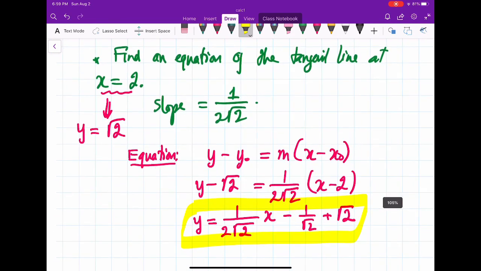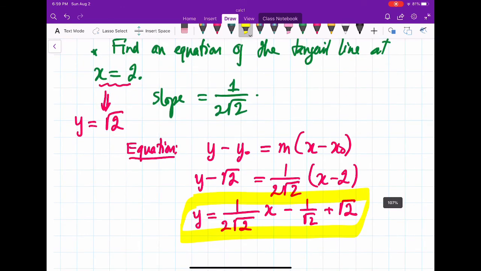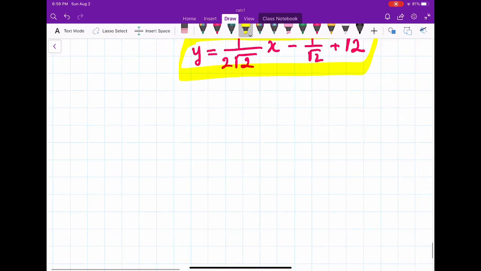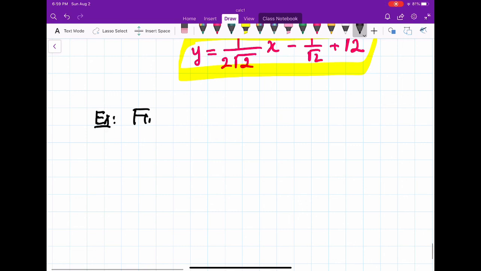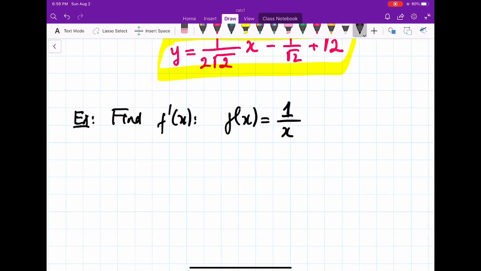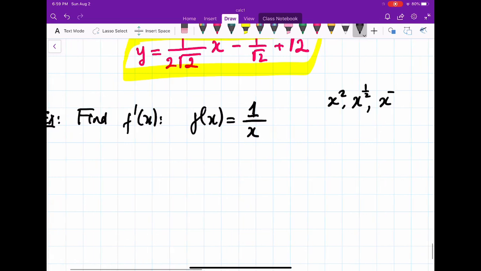Before we finish this video, I would like to show you one more example. Because we have square root, let's find the derivative of the following function. Find f prime if f of x equal to 1 over x. How about this? So basically we are working with power functions, right? Let's say x squared, x to 1/2, and now we have x to -1.